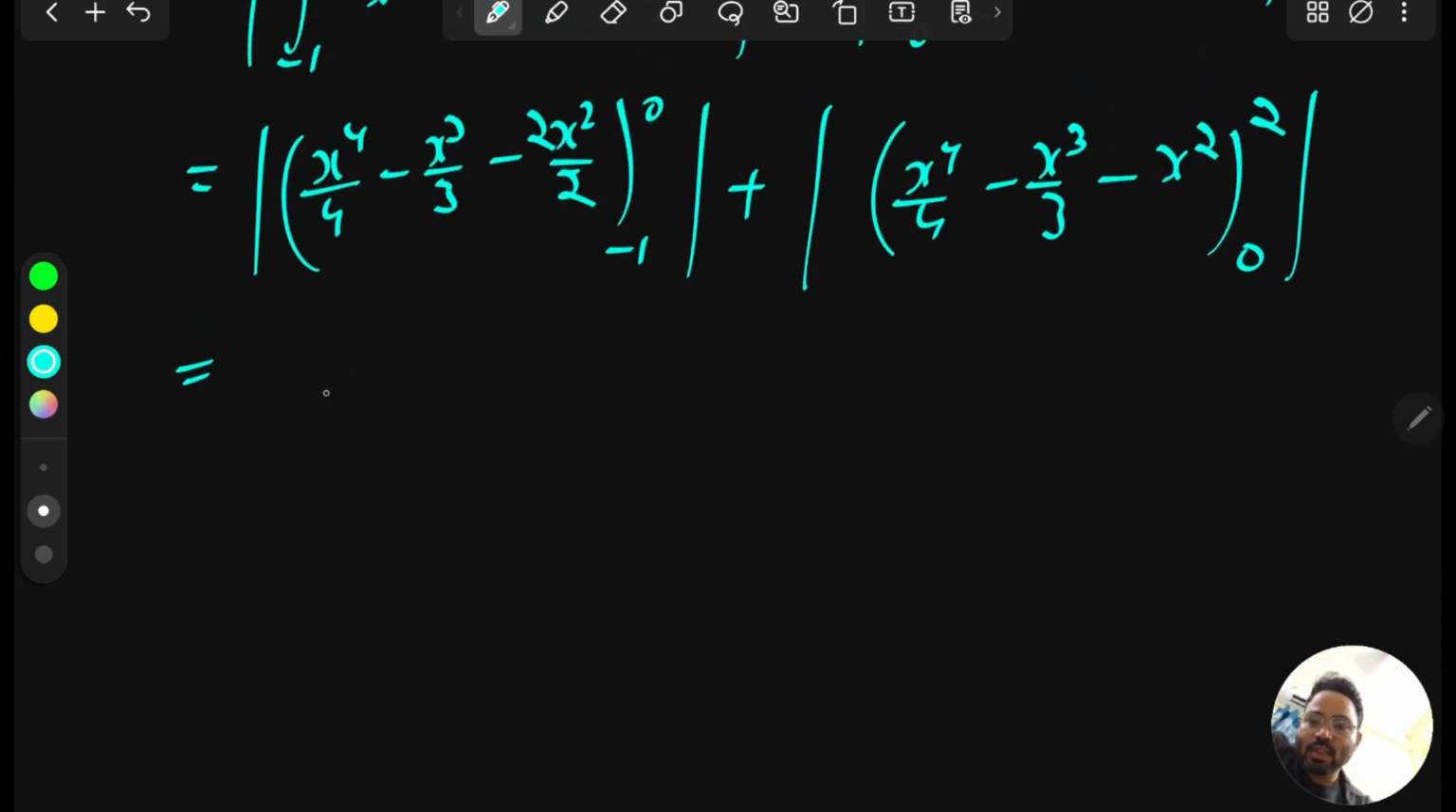So if you put 0, then you will get 0. Now put in -1. From here you will get 1 by 4, here minus minus plus 1 by 3, and from here you will get again -1. After this we have to take the modulus.